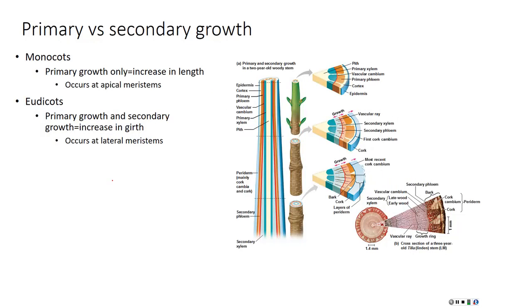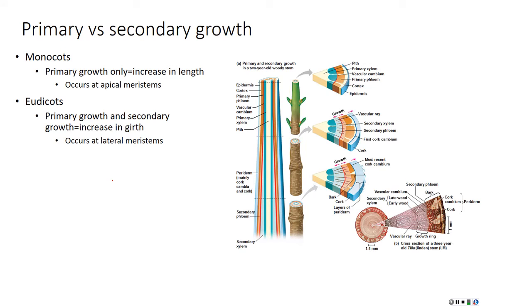Okay, so another thing I need to talk about is primary versus secondary growth. Because some eudicots are capable of secondary growth. Not all of them, and no monocots can do secondary growth, just eudicots. This is why they have vascular bundles in a circle.